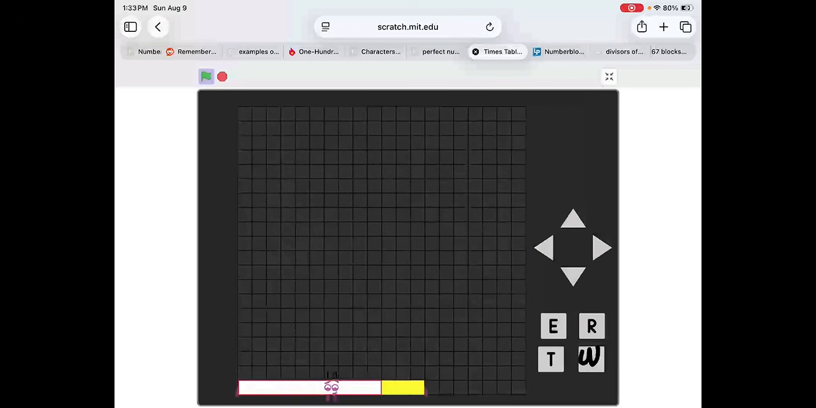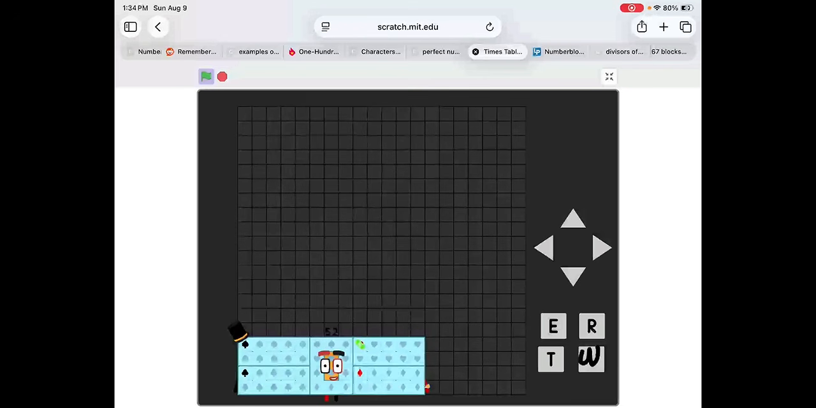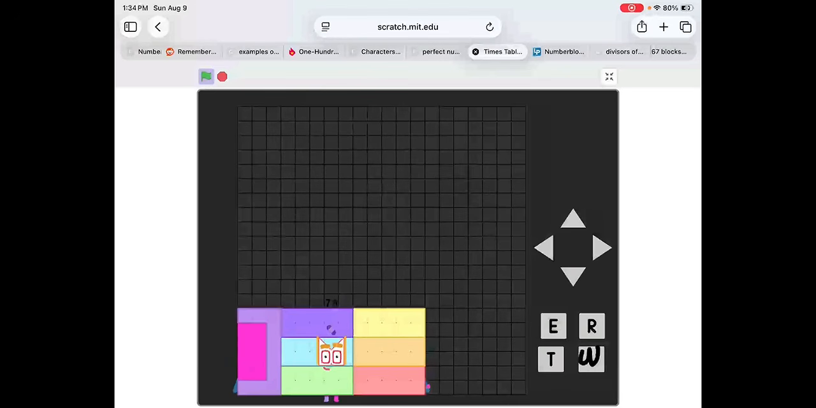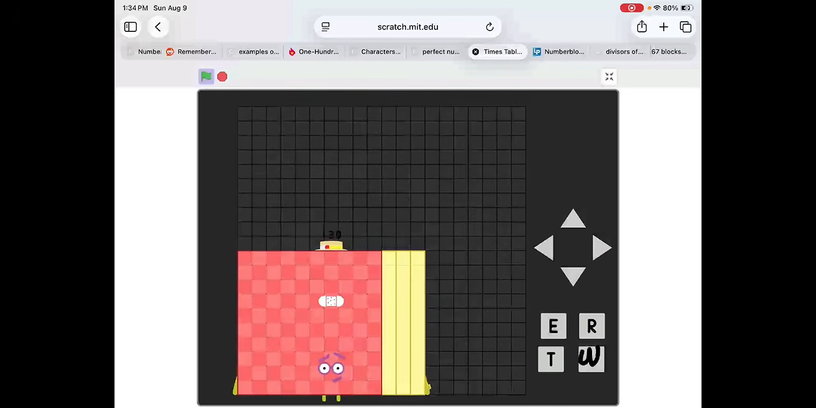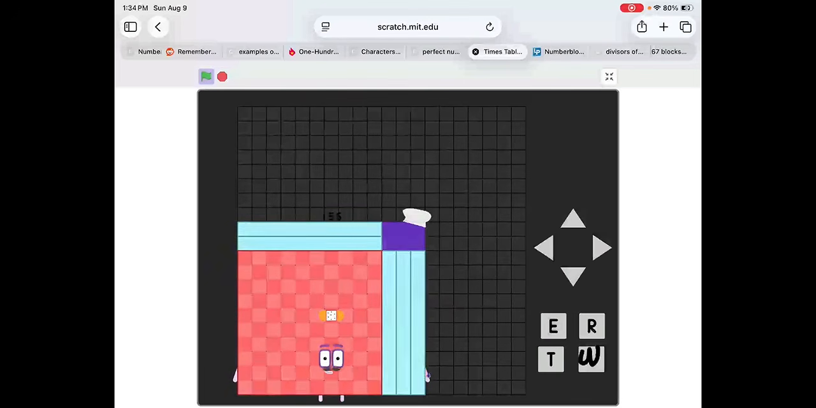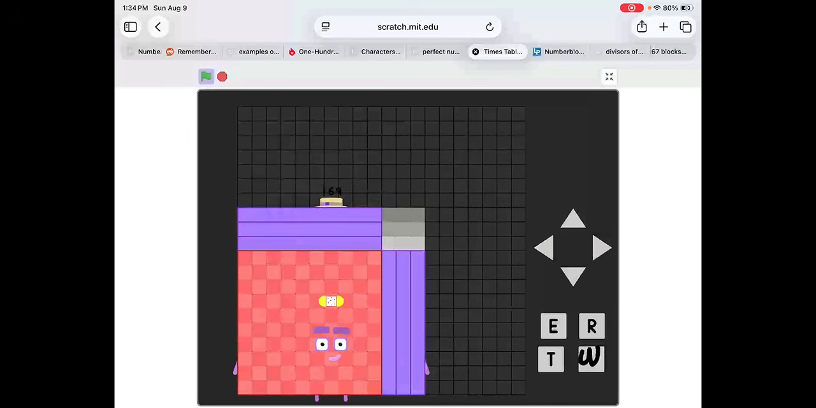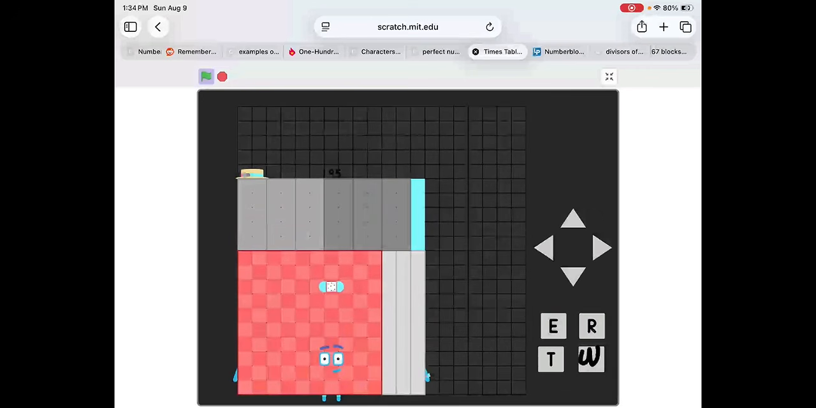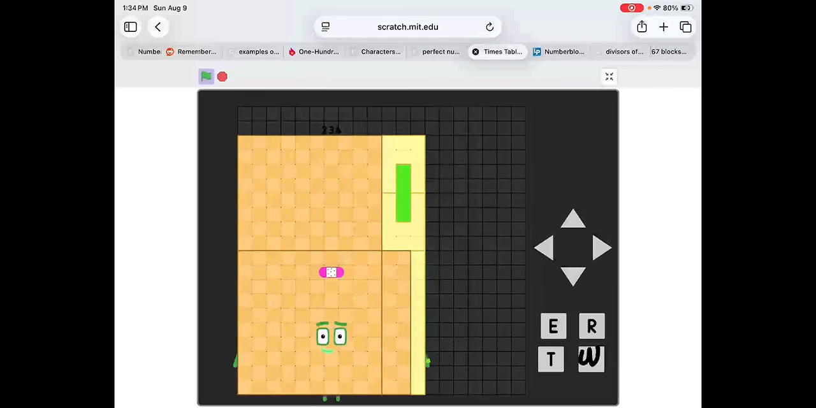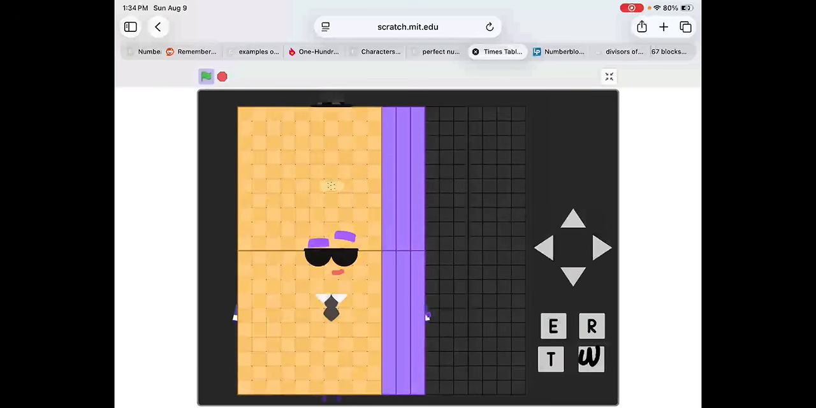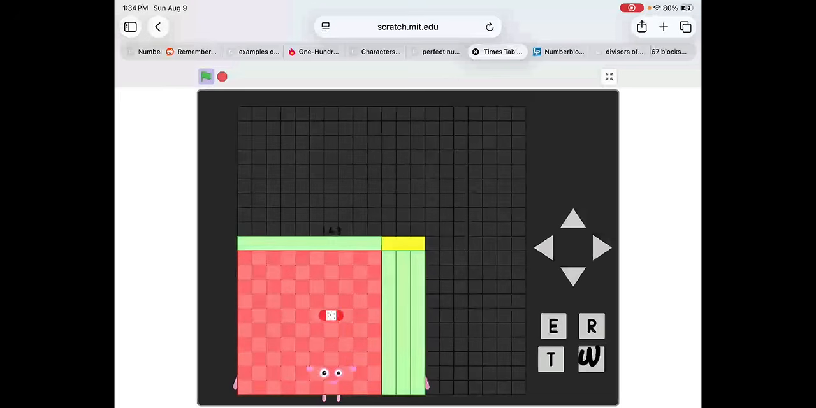Next is the 13 times table. Yes, the music started all over again. 13, 26, 39, 52, 65, 78, 91, 104, 117, 130, 143, 156, 169, 182, 195, 208, 221, 234, 247, 260.